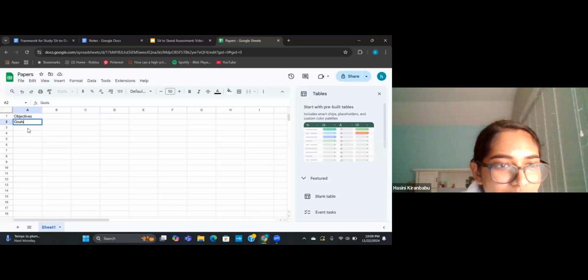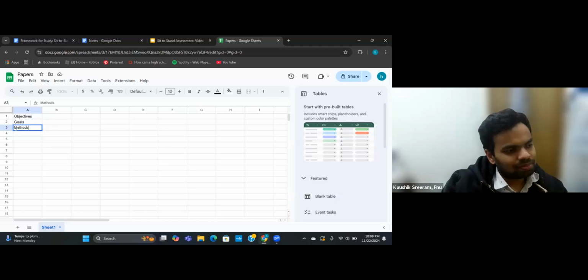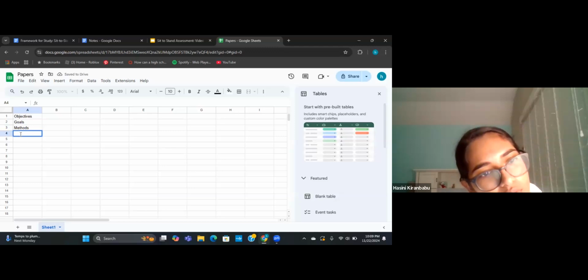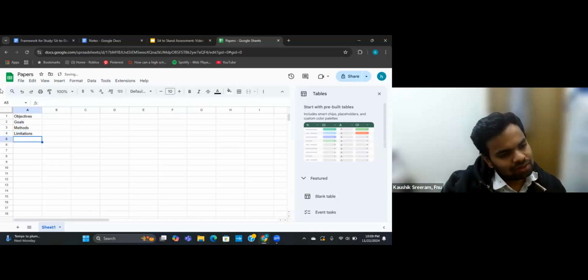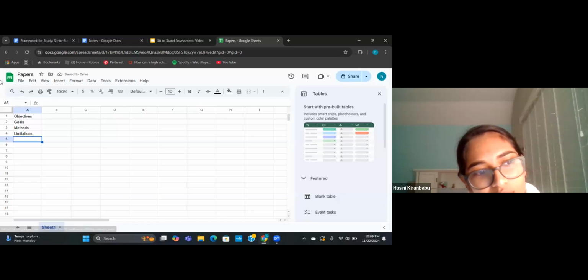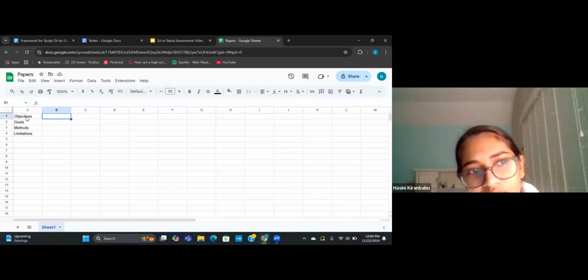Goals, methods. Okay. After the goals, methods, I look for their limitations. Why are you looking at limitations? I just want to see if what I'm reading is actually valid. Okay. And I want to see if they're able to identify what they need to work on.